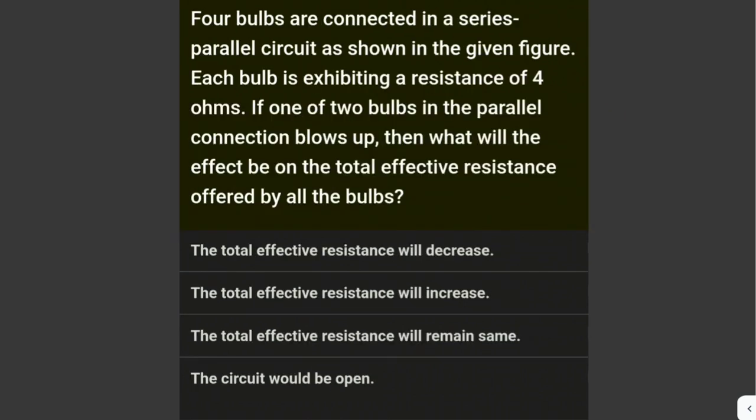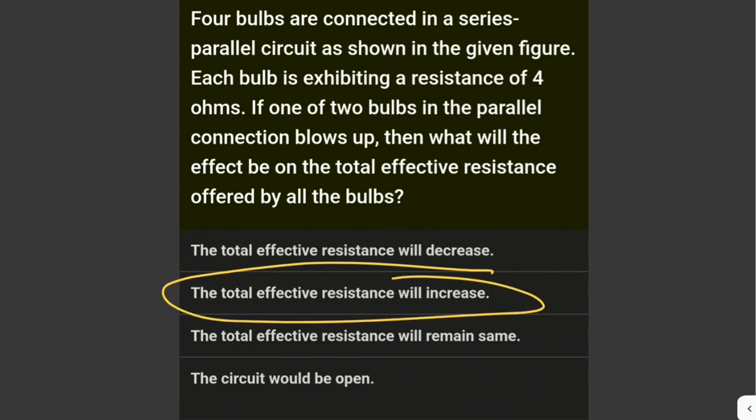4 bulbs are connected in a series parallel circuit as shown in the given figure here. Each bulb is exhibiting a resistance of 4 ohms. If one of two bulbs in parallel connection blows up, then what will be the effect on the total effective resistance offered by all the bulbs? The total effective resistance will decrease, the total effective resistance will increase, the total effective resistance will remain the same, or the circuit will be open. The answer here is the total effective resistance will increase.